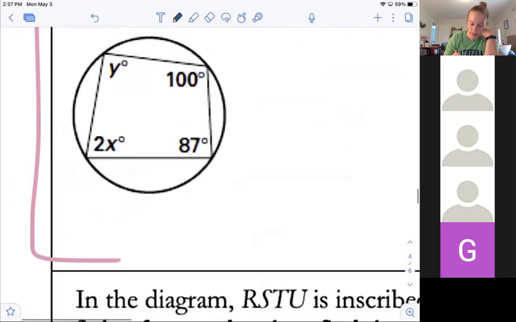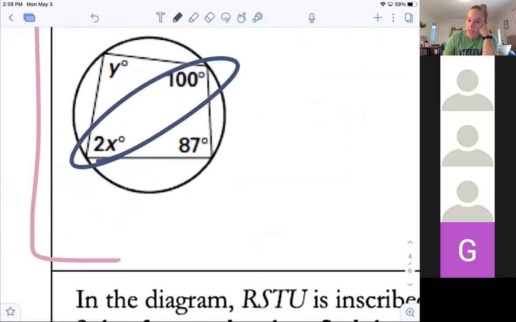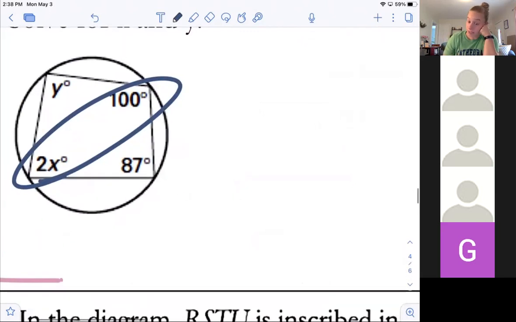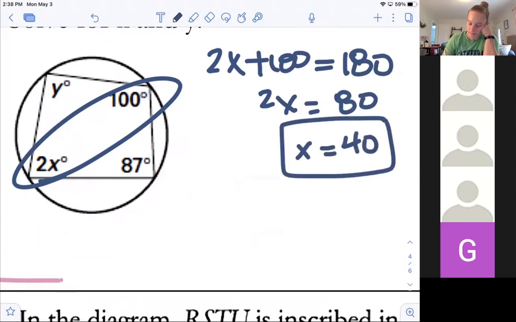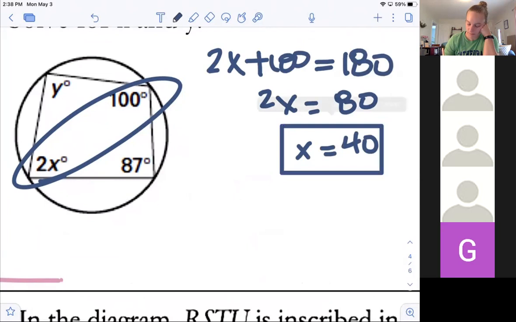So let's do those. The first one, I've got 2x plus 100 is going to equal 180. All right, no complaints. We can do that. Minus 100, 2x equals 80. Divide by 2, x equals 40. Any questions on that? And no complaints, right? You're like, math seems fine.